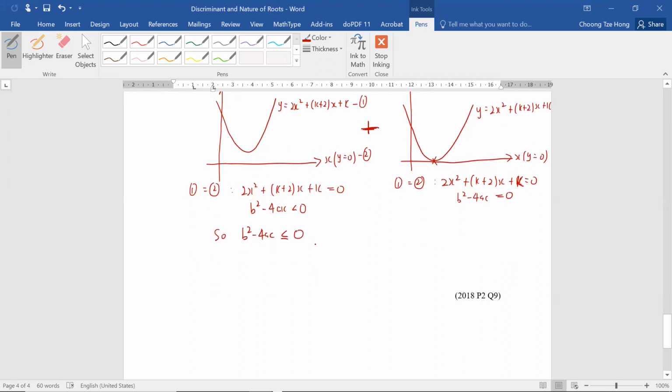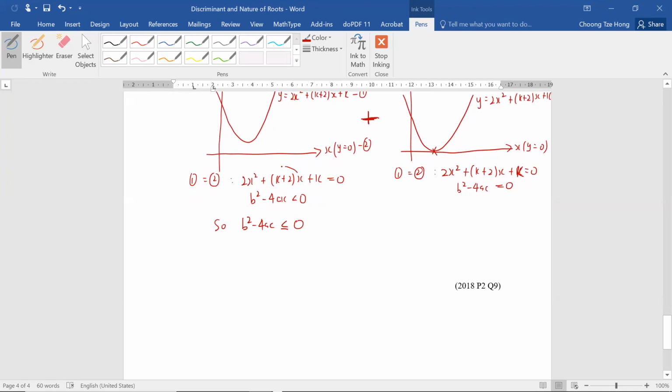So let's extract out the b. The b will be the coefficient of x, so it will be (k plus 2) squared minus 4. A is 2, then C will be k. Let's expand this. You will get k squared plus 4k plus 4 minus 8k less than or equal to 0. So k squared minus 4k plus 4 less than or equal to 0. This one we can factorize to this case.